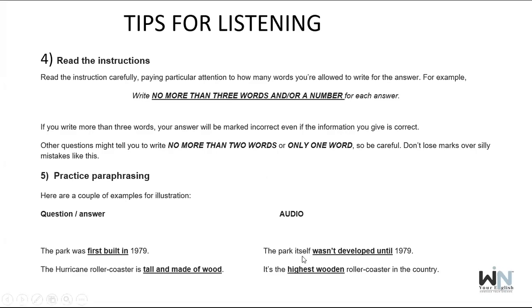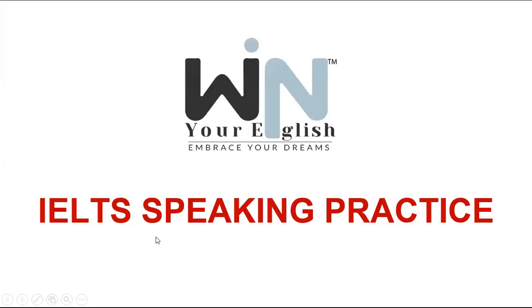The speaker would say in the audio, the park itself wasn't developed until 1979, but the answer would be, first built in 1979. The park was first built in 1979. So if you see, the sense remains the same, but the audio will say something else, which will have the same information as the answer. So you need to locate the answers. Once you practice these things, you will come to know exactly what it says. In the audio, paraphrased information will be given, with a different meaning, but the same thing will be described in the box, and you have to select it. You need to pick the information, that is paraphrasing.